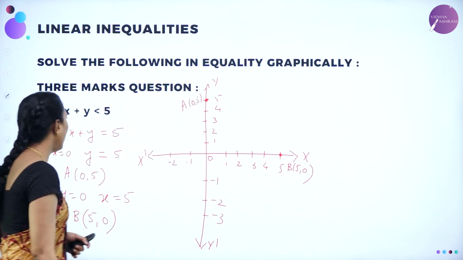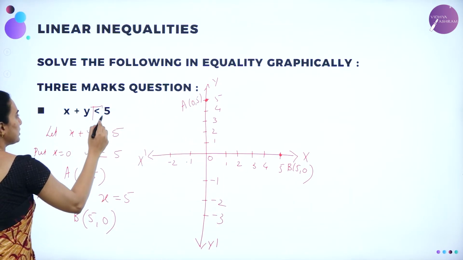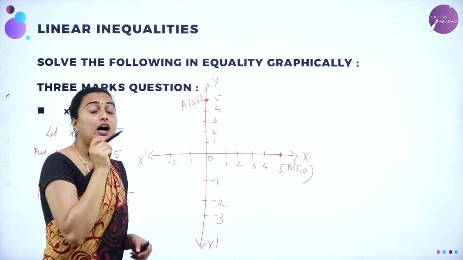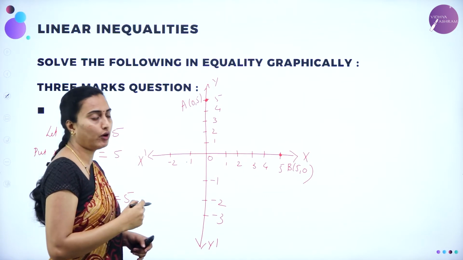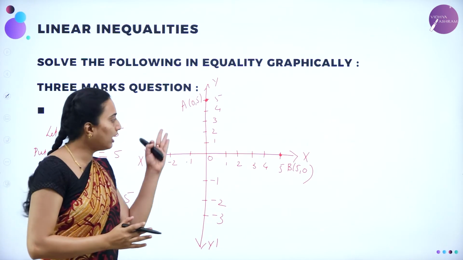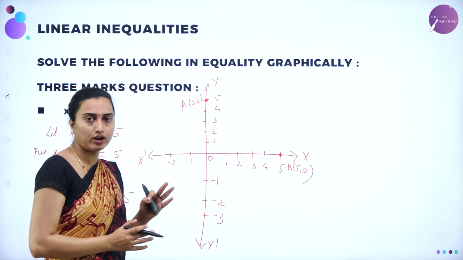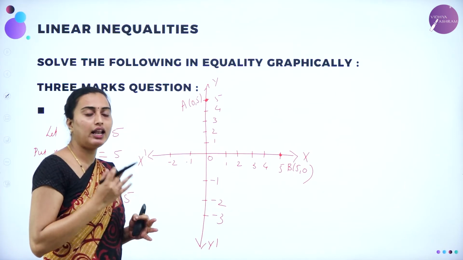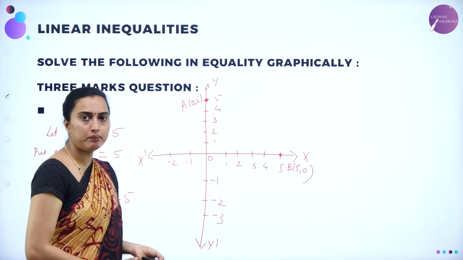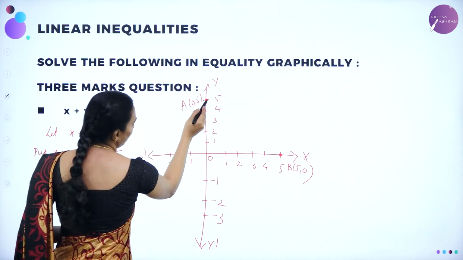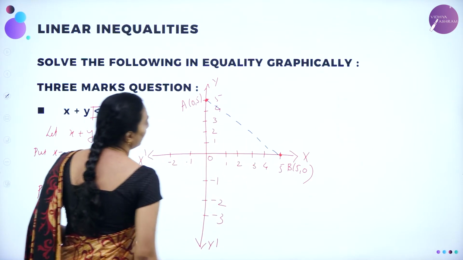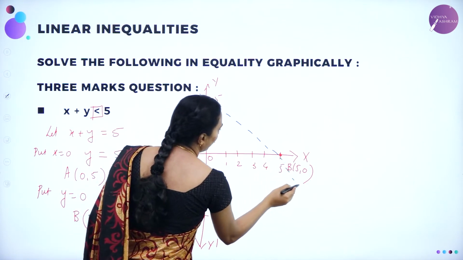So now which inequality have they given here? A strict inequality. If they have given a strict inequality, the points should be joined by a broken line. If it is a strict inequality, the line should be drawn as a broken line. If it is a slack inequality, the line should be drawn as a solid line. Understood? Now let me join these points by the broken line. So I am joining these points by the broken line since they have given the strict inequality. So this is the line you are going to have.